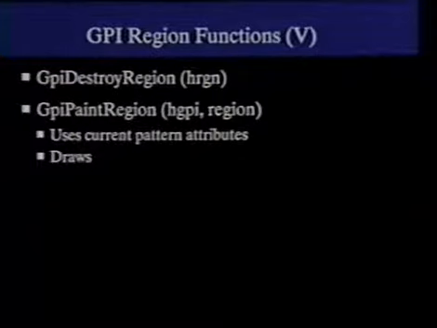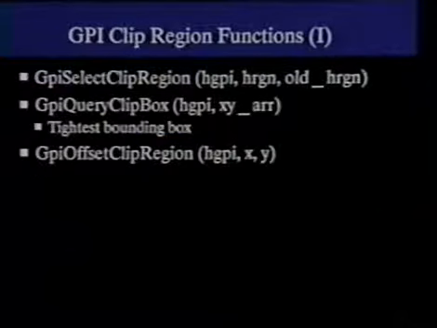You can also use a region to paint an area, that is, fill an area with a pattern or a bitmap. Uses the current pattern attributes, and it actually does drawing directly on the device. You can use regions to select at the device coordinate level a new clip area. You can find out what the tightest clipping box is. You can move the clipping region.